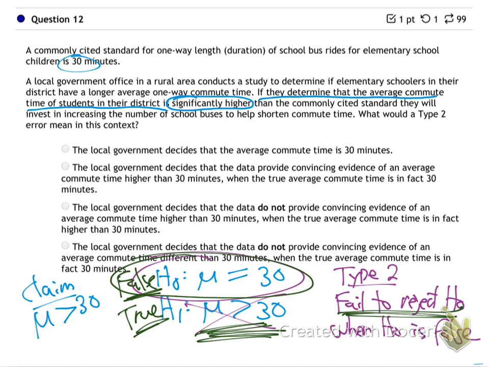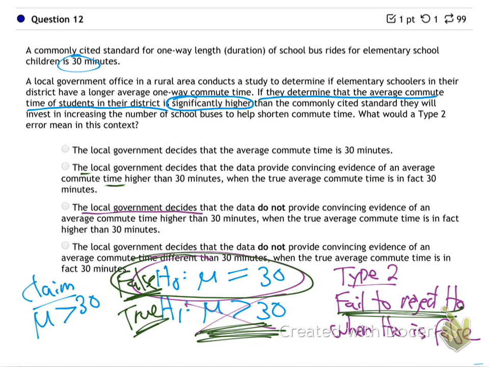All right, let's go to the questions now. The local government decides that the average commute time is 30 minutes. Well, we need something about data. It needs something about data. Let's go. The local government decides that the data provide convincing evidence of an average commute time higher than 30. Is that what they decided? Did they decide higher than 30? No, they went with H0, equal to 30. They rejected the higher than 30. Right? So no, it's not that one. Let's go to the next one.